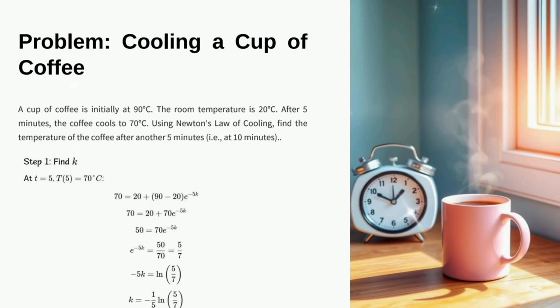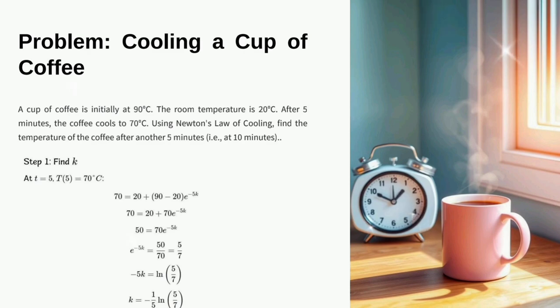In this slide, we will see a problem named cooling a cup of coffee. A cup of coffee is initially at 90 degrees Celsius. The room temperature is 20 degrees Celsius. After 5 minutes, the coffee cools to 70 degrees Celsius. Using Newton's law of cooling, find the temperature of the coffee after another 5 minutes, that is at 10 minutes.